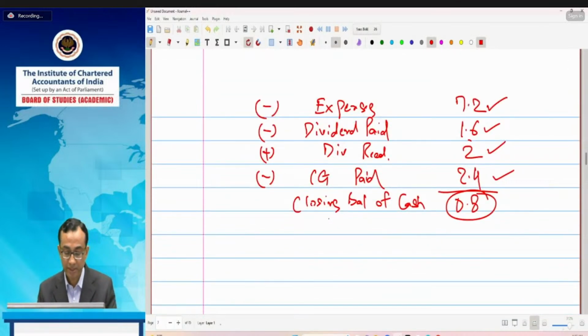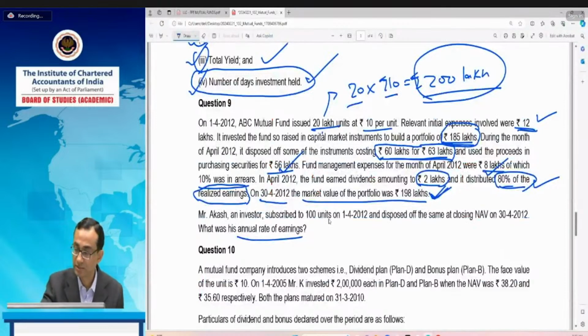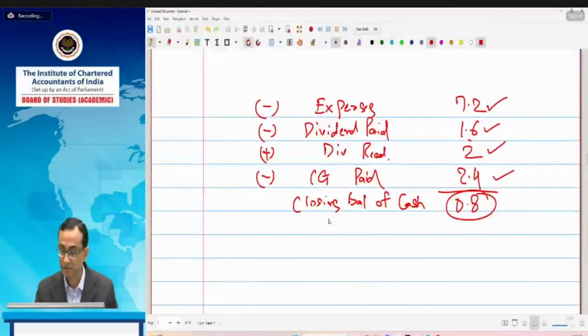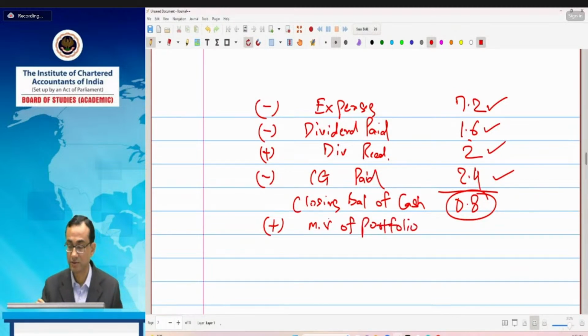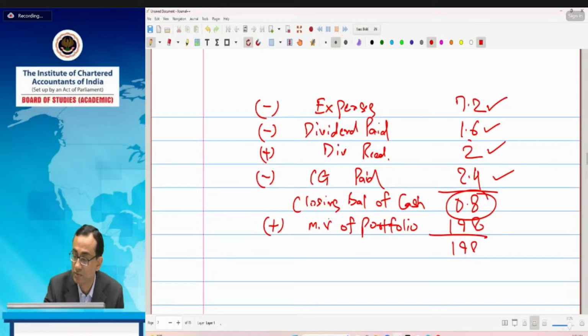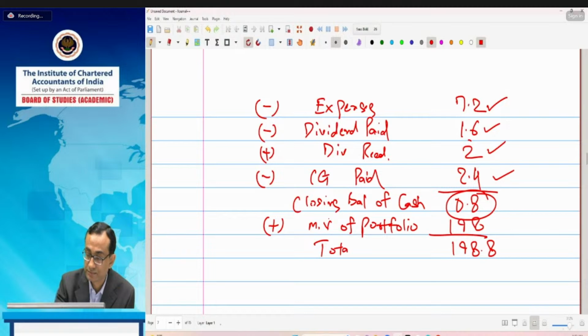From that, what will be added? The market value of portfolio, which is given as 198 lakh at the end of the month of April. So the market value of portfolio, 198, will be added. So the total amount comes to 198.8. This is the total assets, 198.8.